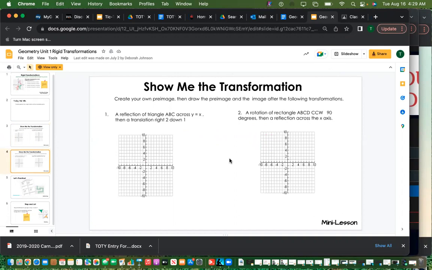Okay, a reflection of triangle ABC across Y equals X. Now remember, the line Y equals X runs through here. Sorry, it's not super straight. Okay, this is the line Y equals X. Okay, and if you're ever unsure, you can just plug it into Desmos and that shows you the line.